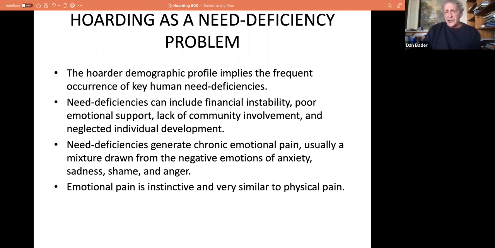Need deficiencies generate chronic emotional pain, usually a mixture drawn from the negative emotions of anxiety, sadness, shame, and anger. Emotional pain is instinctive and very similar to physical pain. I mean, we all understand emotional pain. We don't care for it, and people will do many, many things to get rid of it.